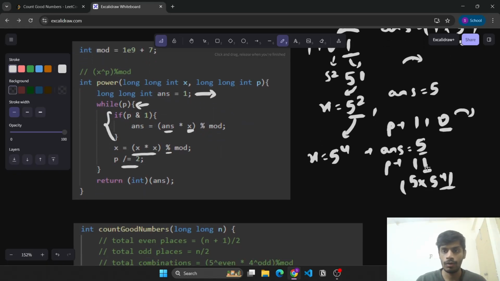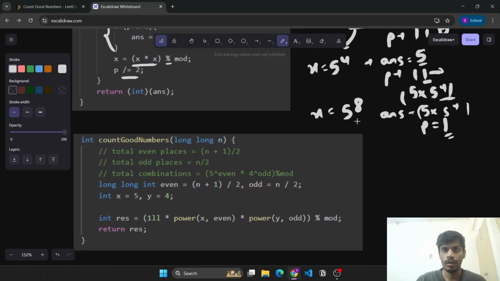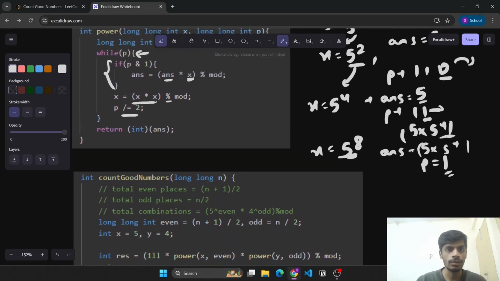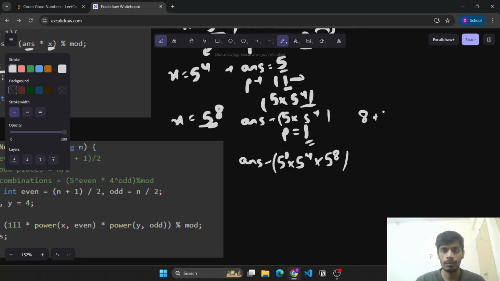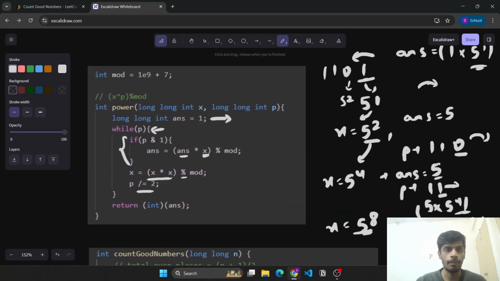And now again we will move p one step forward, and multiply x with itself, so x will be 5 to the power 8, answer will be 5 into 5 to the power 4, and p is 1. Now since again this bit is set, we'll update answer with answer into x, so the answer will become 5 into 5 to the power 4 into 5 to the power 8. And as we can see, we have got the split that we wanted, the binary representation, 8 plus 4 plus 1 equals 13, right? So this is the logic of binary exponentiation.